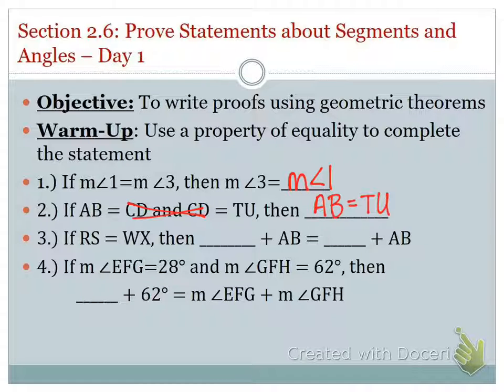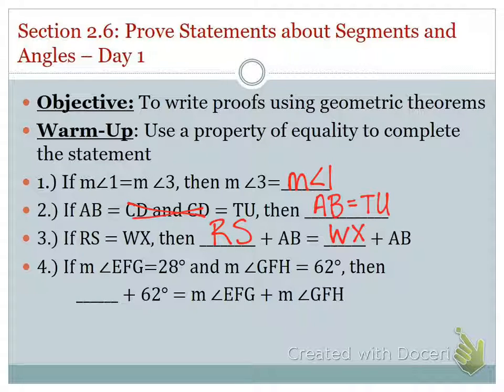If RS is equal to WX, then what plus AB is equal to what plus AB? Good. We added AB to both sides. What property is that? Don't make it harder than it is. What did we do? Add. It's addition property of equality. We added the same thing to both sides.